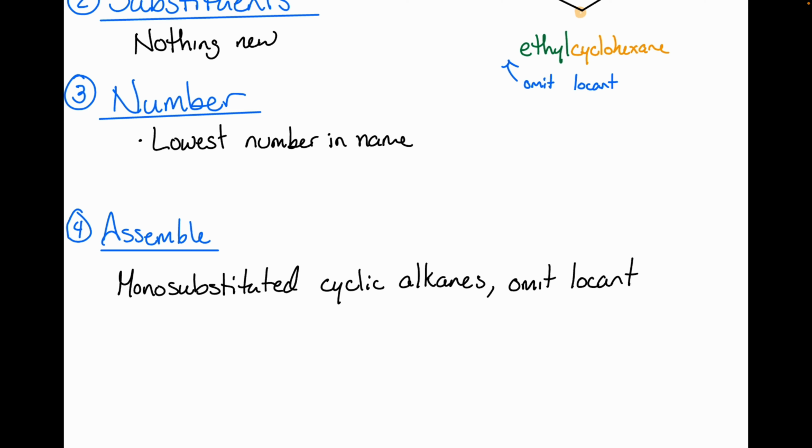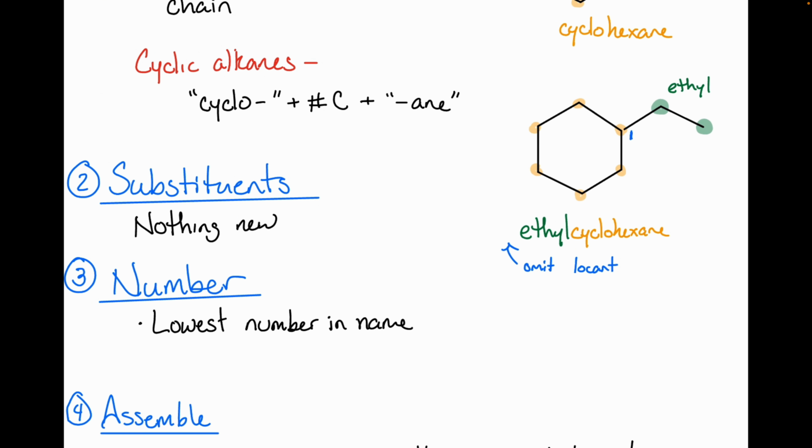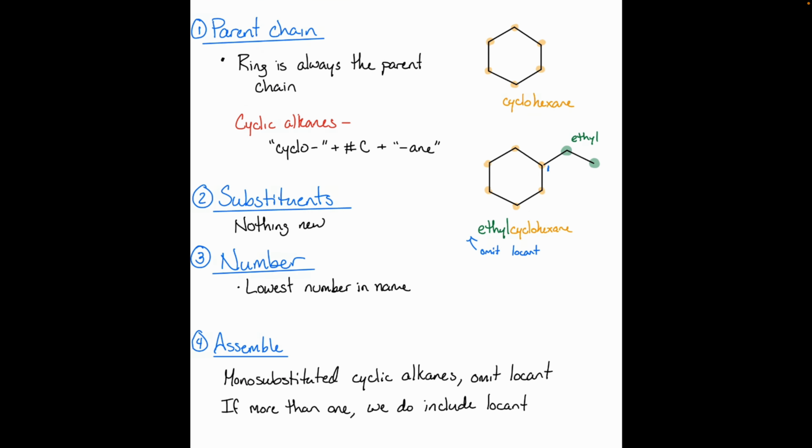All right, we can just note if there's more than one, we do include the locant. If I had more than one ethyl group on this ring, for example, I'd have to indicate how far apart they are. Are they right next to each other? Are they 2 carbons away? What is it, right? So then all of a sudden I do have to include it in the name.